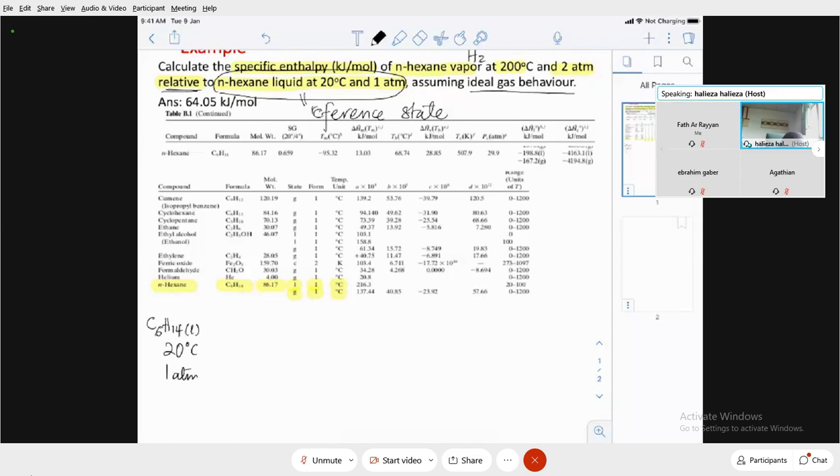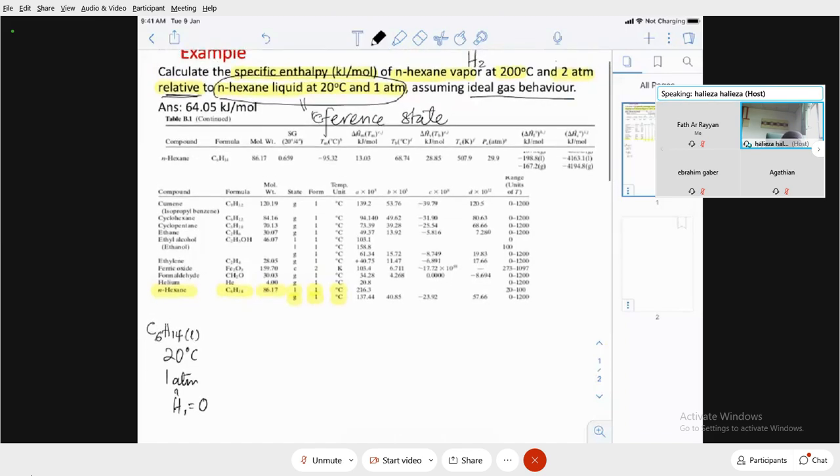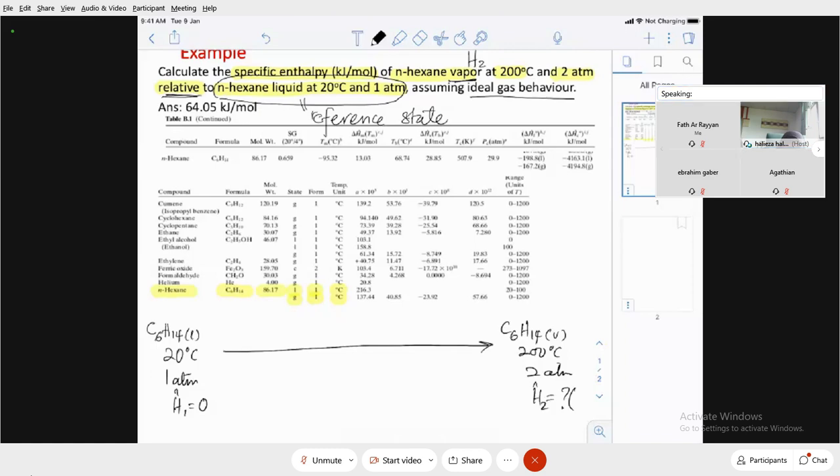Since this is my starting point, I said that is my reference state. So I give you a symbol of 1, 0. That's where my reference state is. So I'm going to change it to C6, same N-hexane, but now it's vapor. I'm looking at vapor at 200 degrees C at 2 atm. I need to change from the first condition to the second condition. So this is what is required: the specific enthalpy at the second condition, the unit will be in kilojoules per mole.